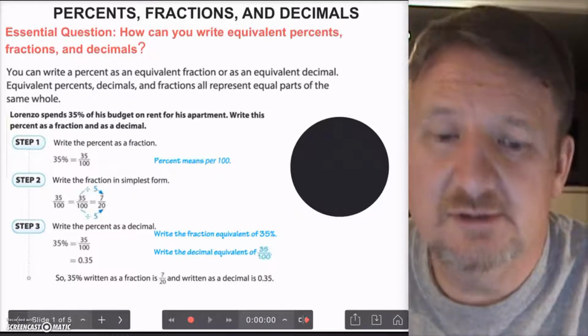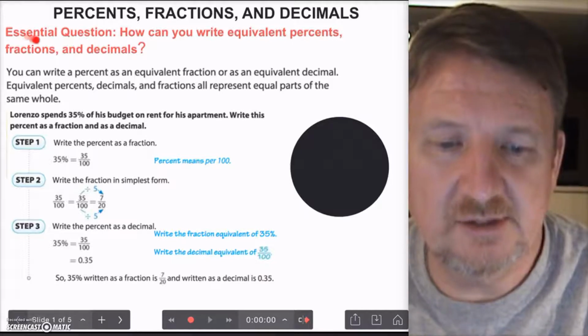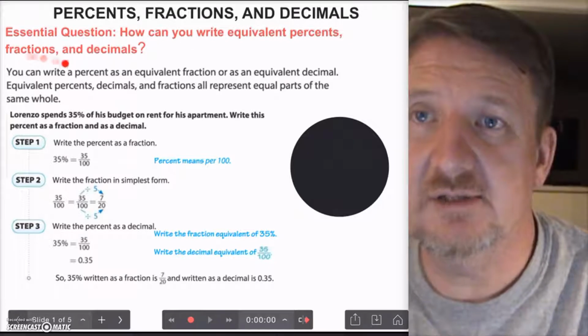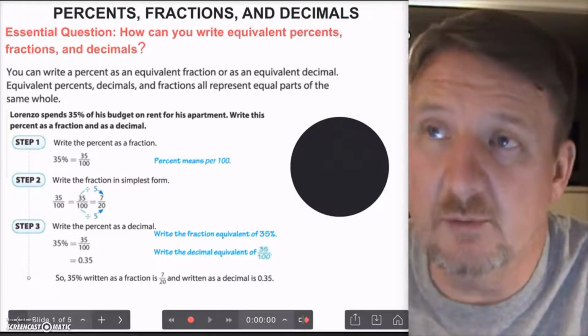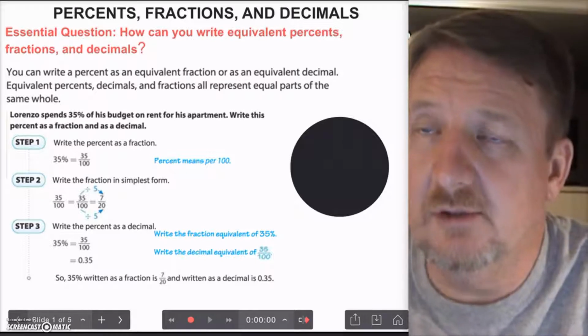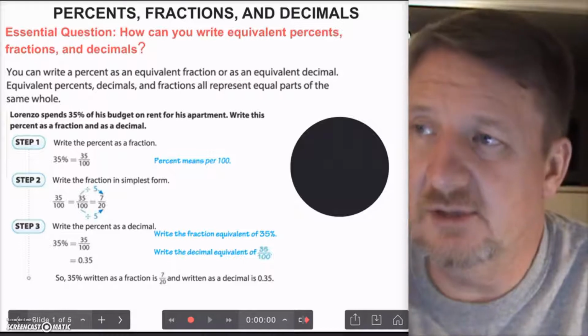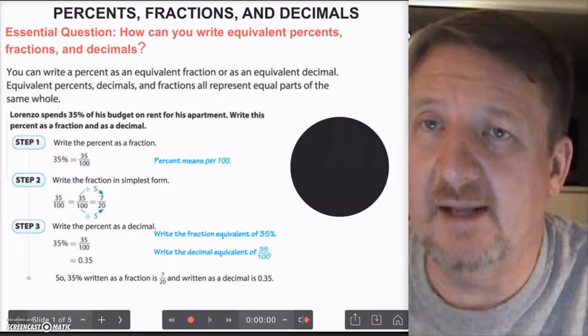Today we're going to talk about percents, fractions, and decimals. Our essential question says, how can you write equivalent percents, fractions, and decimals? So real quick, I just want to remind you that the word equivalent just means equal. So if we write a percent, there's an equal fraction that goes with it, and there's an equal decimal that goes with it as well. Okay, so make sure you remember that.